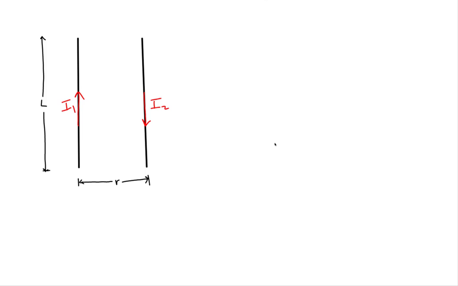Let's find the magnitude of the magnetic force on wire 2 due to wire 1. We already know that that is going to be equal to the current in wire 2 times the magnetic field due to wire 1 times the length of wire 2. So the magnitude of the magnetic force is going to be exactly the same as we found in the first part of this problem. It's going to be equal to mu naught over 2 pi r times the product of the currents and the length of the wire.